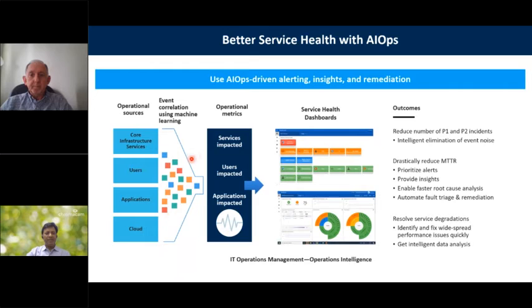So in a nutshell, what are the different outcomes of using an AIOps-driven alerting, insights and remediation platform? Instead of having multiple P1s and P2s, you have only a single P1 or P2 because they have been correlated here. That's how you see a single ticket getting created. Since you have the services associated to that, you have clear visibility of the users and applications impacted, which reduces the mean time to restore or repair, so the services can be brought up very fast, right?